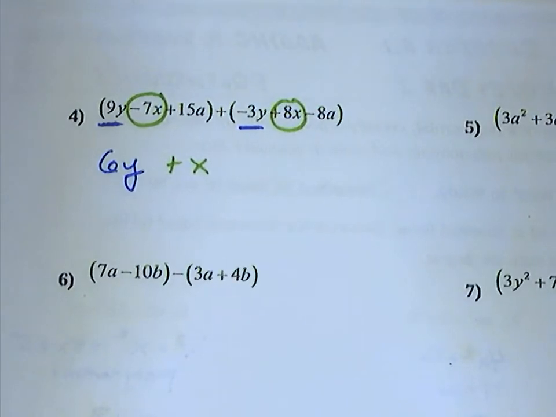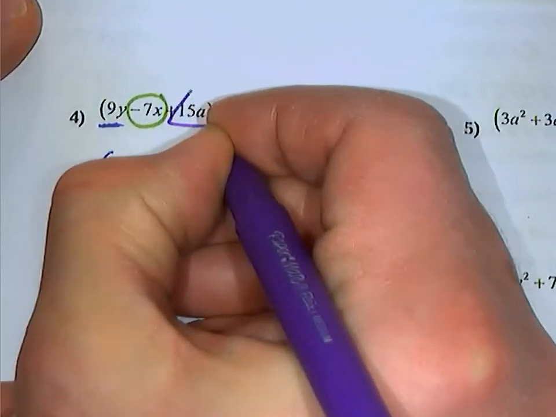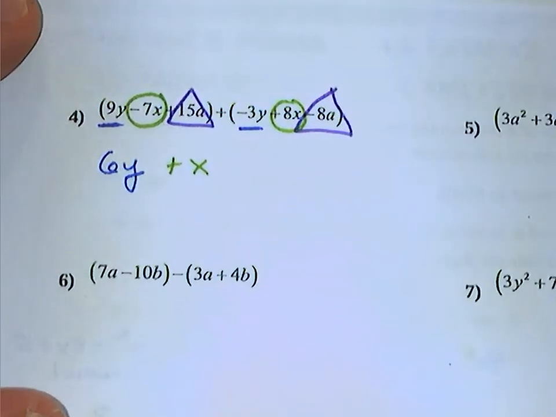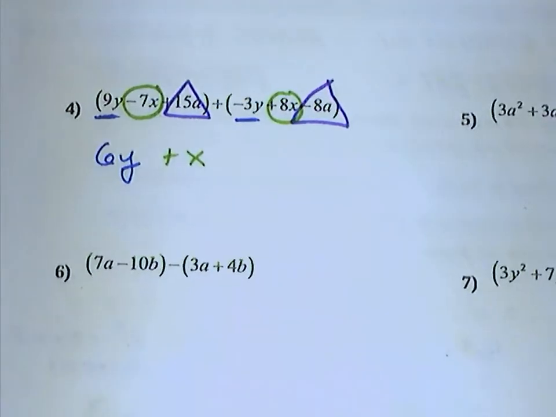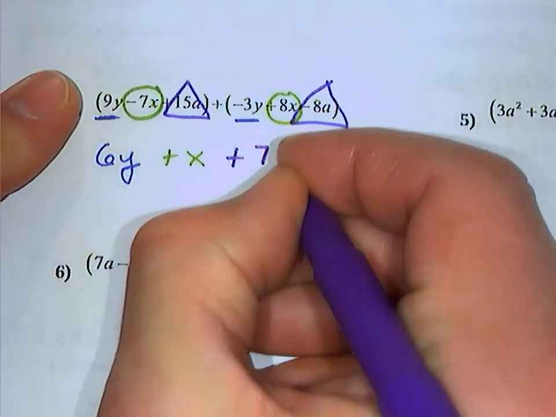How we doing? Last but not least, let me use a triangle here for the a's. I've got 15a minus 8a. How many a's do you see? I've got 15 minus 8. I take those away, and that gives me positive 7a.